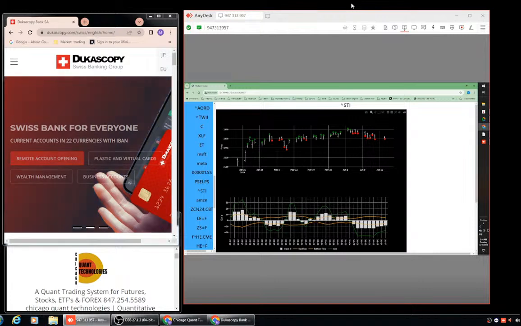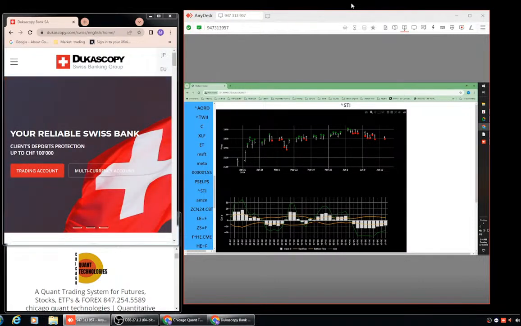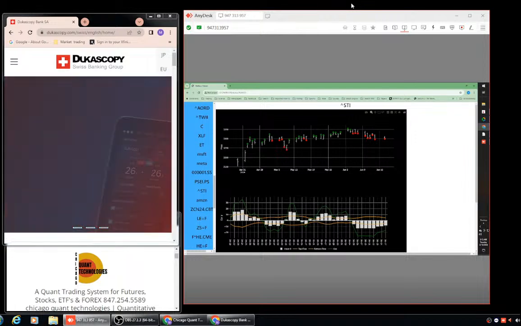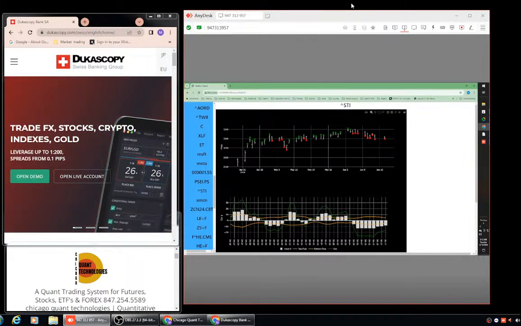Now, the Singapore Straits Times doesn't seem to be that upset about anything. The highs were around 3,350, and here we are cruising around 3,310, 3,305. So that's not too bad. That's pretty good actually.